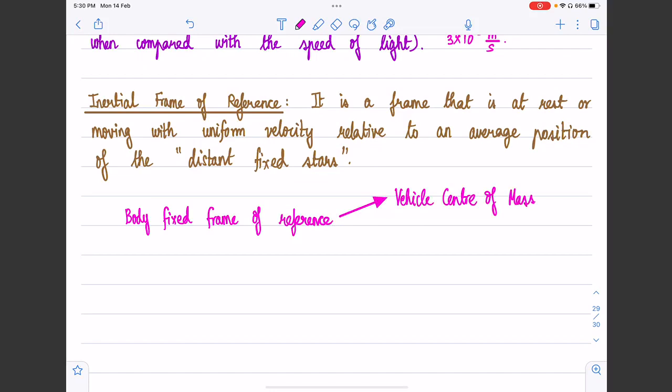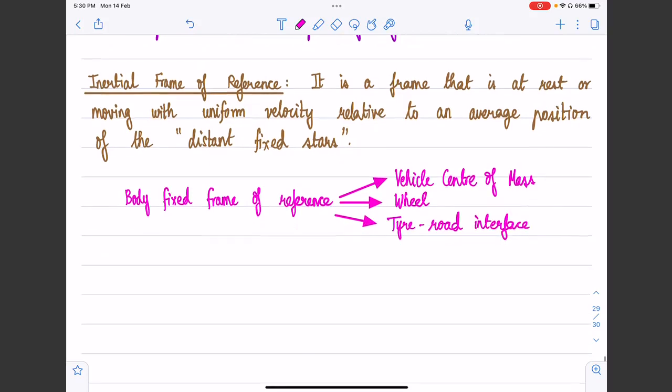And we may measure quantities by attaching a body fixed frame of reference to the wheels. We may attach coordinate frames to the tire road interface center contact point. Sometimes it makes sense for us to do that. So we may have all these different frames of reference and then measure quantities. Obviously, we can measure quantities with respect to any frame of reference.